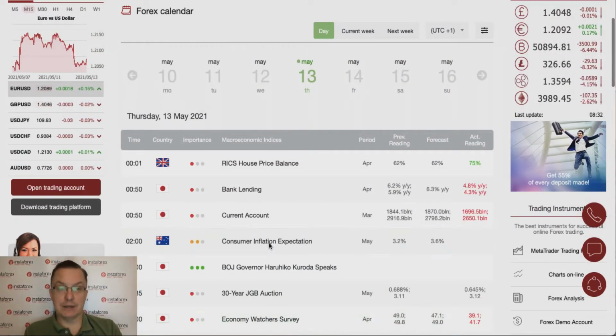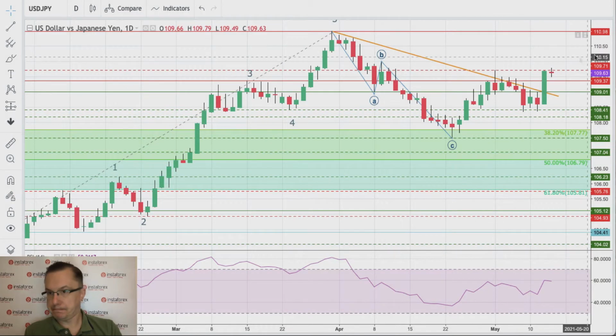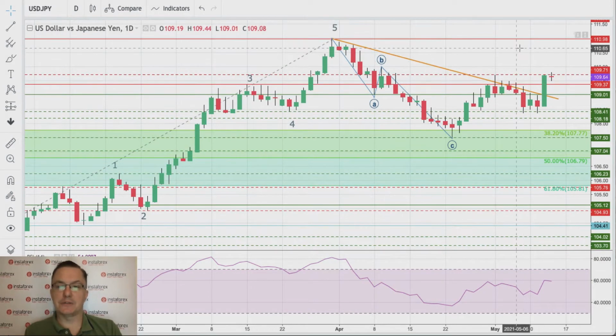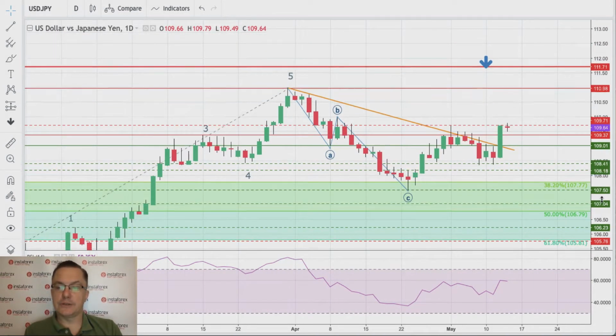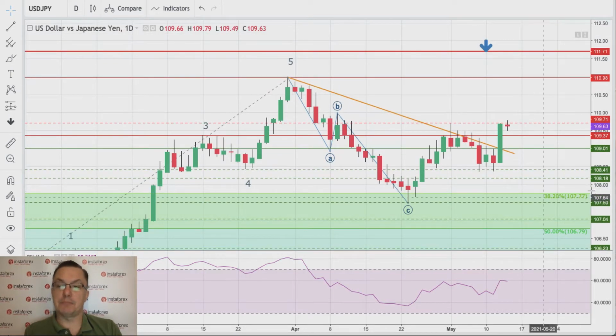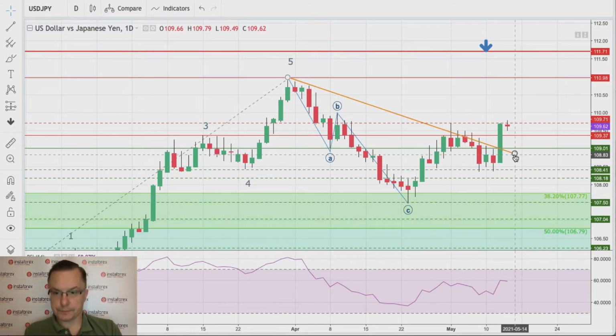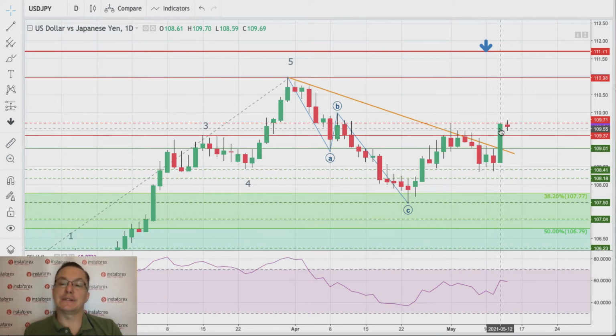Let's take a look at the Japanese yen. We have a US dollar to Japanese yen chart, and what is going on here? We have a substantial bounce from 108.41 above the short-term trend line. We bounce towards the level of 109.71, which is the technical resistance, but the last high was made at 109.79. So it's a substantial bounce.